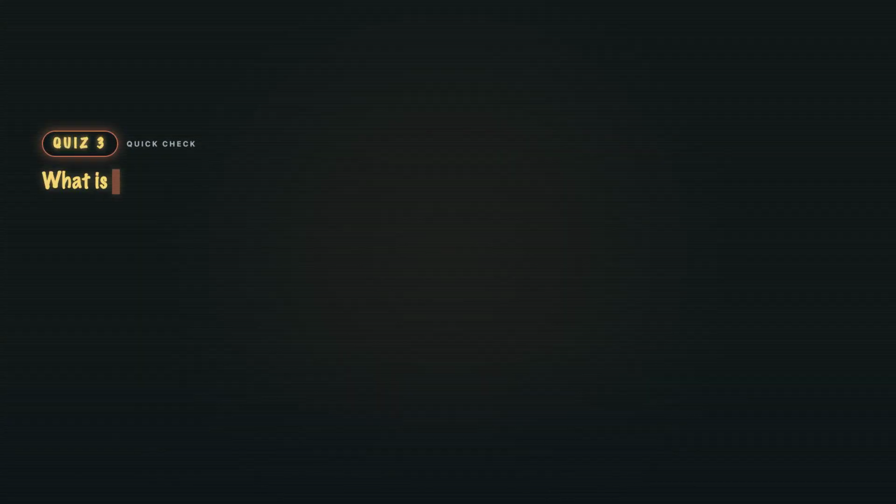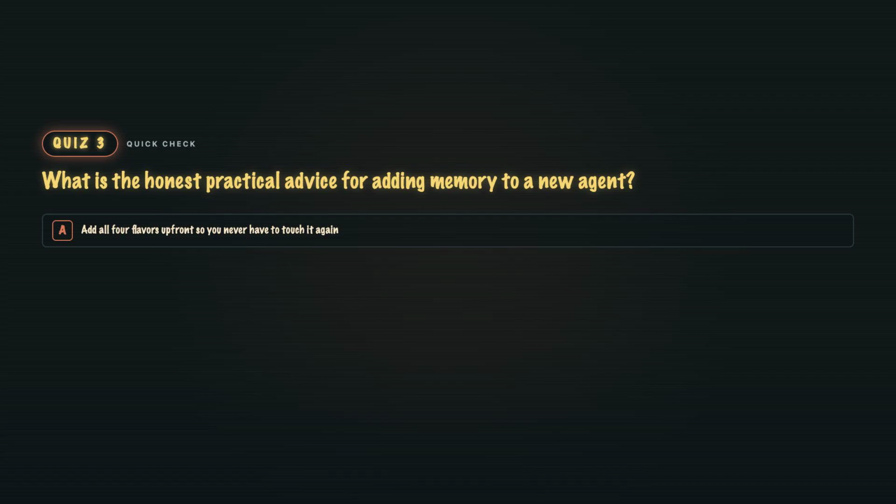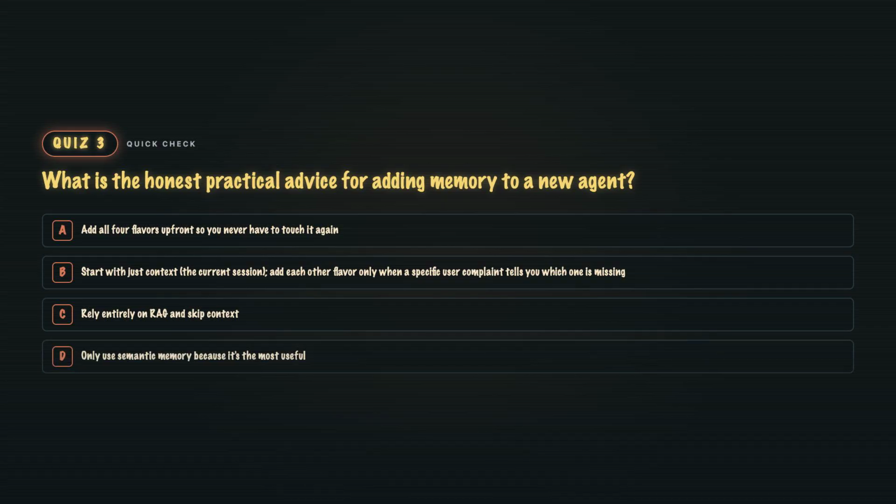Quiz 3. What is the honest practical advice for adding memory to a new agent? A. Add all 4 flavors up front so you never have to touch it again. B. Start with just context, the current session, and add each other flavor only when a specific user complaint tells you which one is missing. C. Rely entirely on RAG and skip context. Or D. Only use semantic memory because it is the most useful.